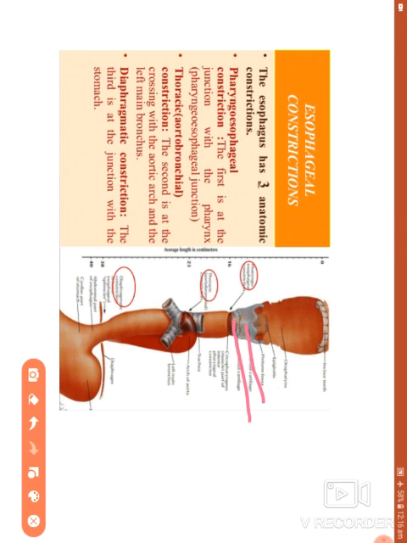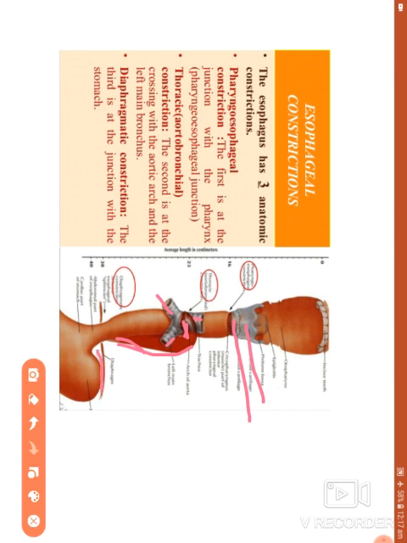Then this is the arch of the aorta. It continues here as the descending thoracic aorta. Here you can see the trachea, which divides into the right and left principal bronchus. At the level where the aortic arch crosses, and where the left principal bronchus crosses, the esophagus shows constrictions. That is the aortic and the bronchial constrictions.